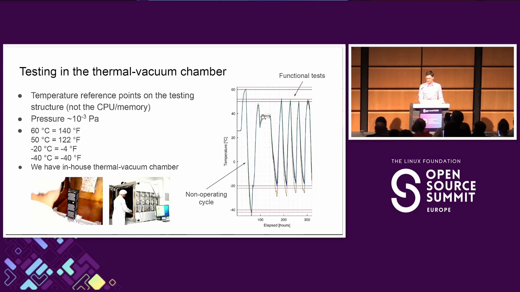And after this long-term test, when we know the performance of the computer, we switch to functional tests where every 2 or 3 hours we turn on the computer, do the test, shut it down, and do it again and again, in these spikes. There is access to the thermal vacuum chamber. There are through-hole connectors, so we can have CAN or power connections inside the thermal vacuum chamber. But the pressure is still the same, so we cannot open the chamber.